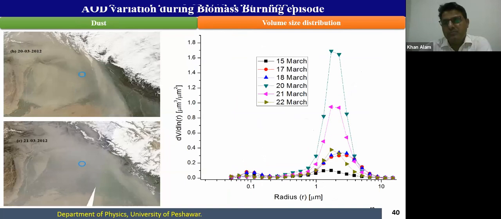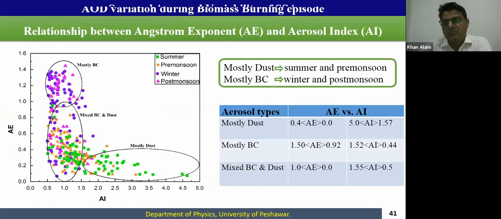This is the volume size distribution during the dusty days. You see that the circle belongs to the dusty images. This area belongs to Lahore, the AERONET site in Lahore, and we see that we have the highest concentration of the coarse particles during these dusty days.